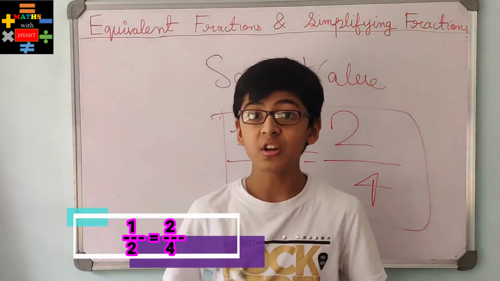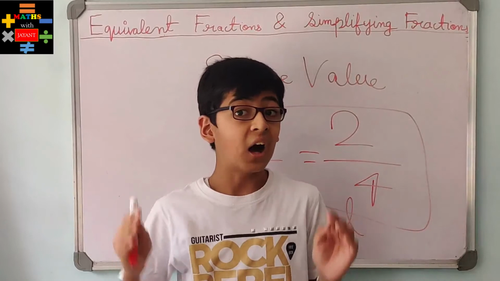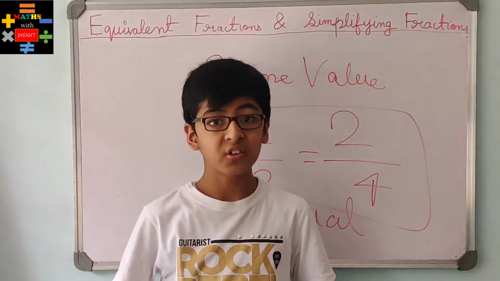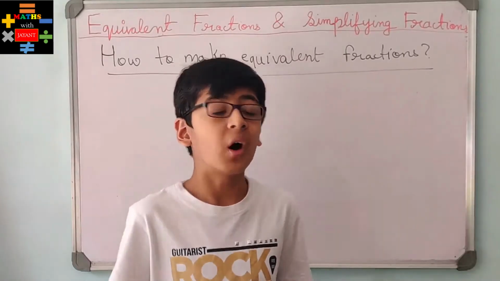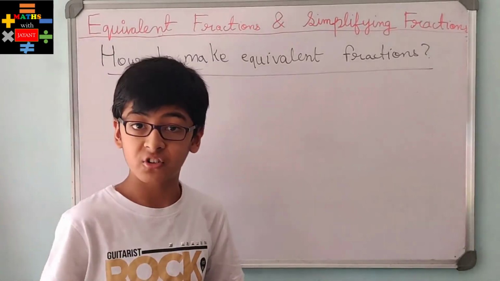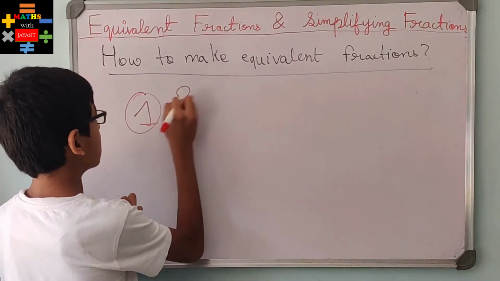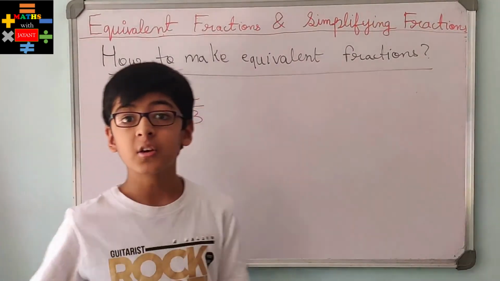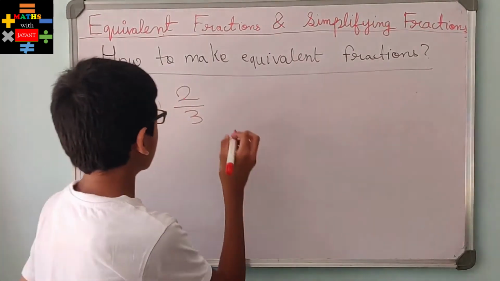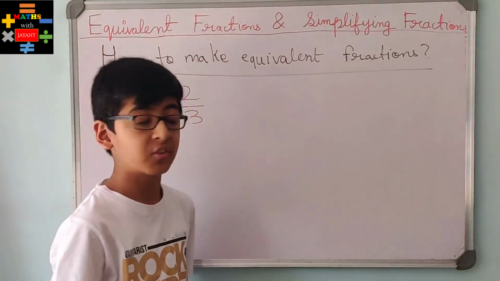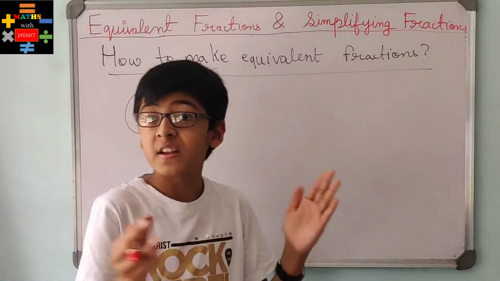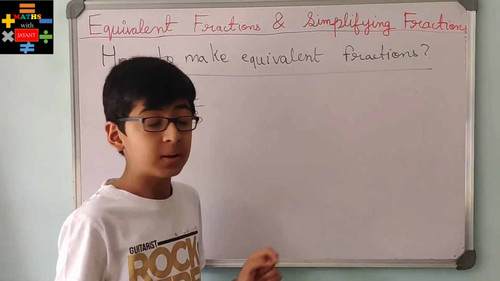So now we've understood equivalent fractions. So let us see how we can make equivalent fractions. So suppose you are given a fraction, say 2 by 3. So how do you make equivalent fractions? Like find fractions that are equal to 2 by 3.